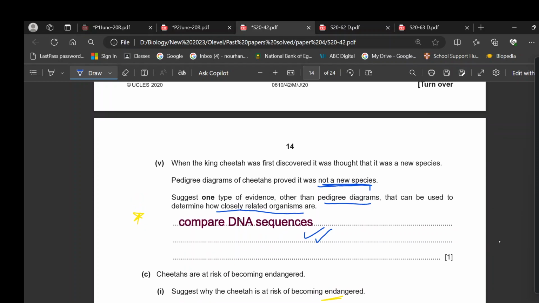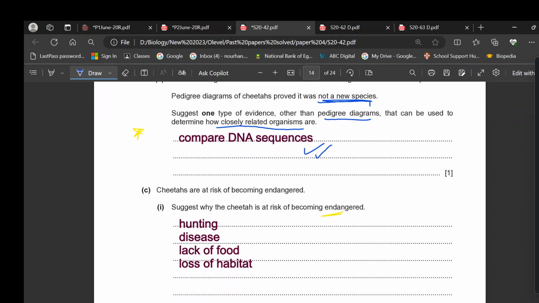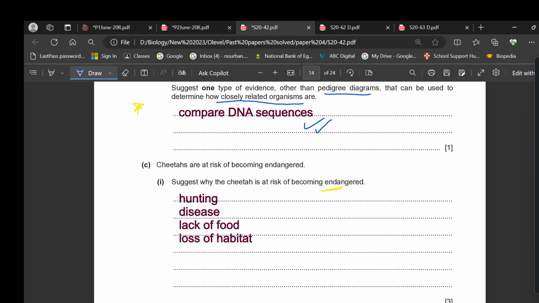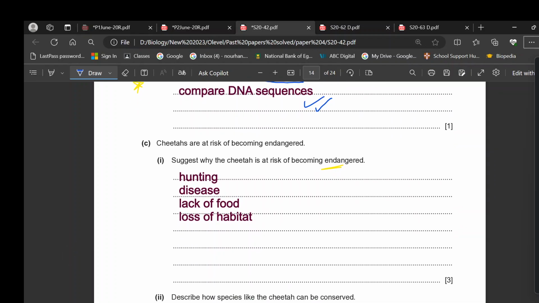Okay, cheetahs are at risk of becoming endangered. Why are they at risk? The reasons that decrease the population might be climate change, hunting, pollution, introduced species, a species that was not there and now it's introduced, so it's eating or affecting the cheetah in some way. Hunting, disease, lack of food, loss of habitat, all of this is correct.